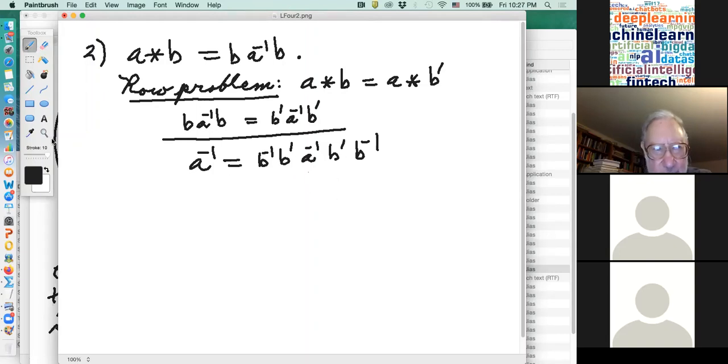So what do we have here? This is what our equation is, and I multiply by B inverse on both sides, and then I have B inverse B prime here, and I have B prime B inverse here. Not the inverse of that, but just a special group element.